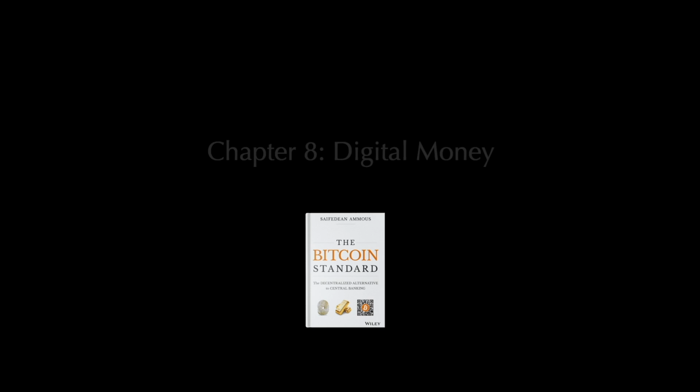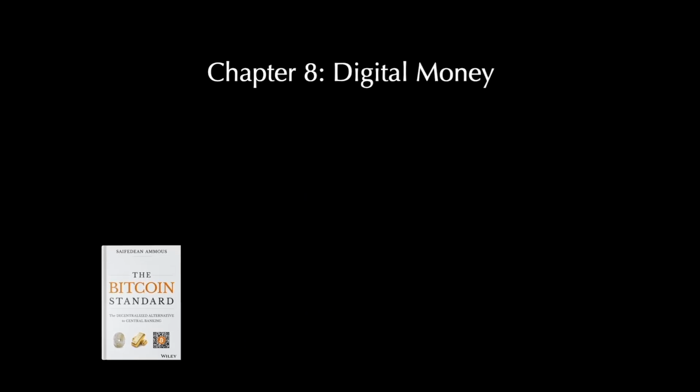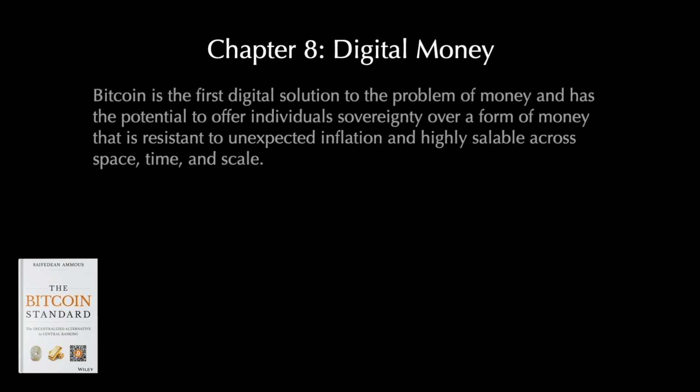Chapter 8. Digital Money. Bitcoin is the first digital solution to the problem of money, and has the potential to offer individuals sovereignty over a form of money that is resistant to unexpected inflation and highly saleable across space, time, and scale.